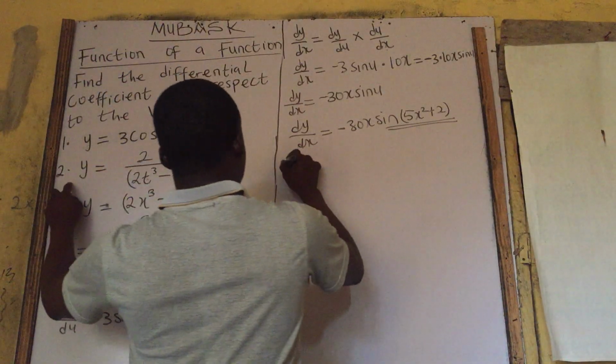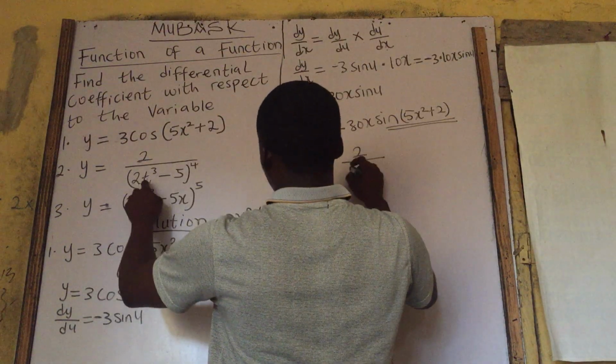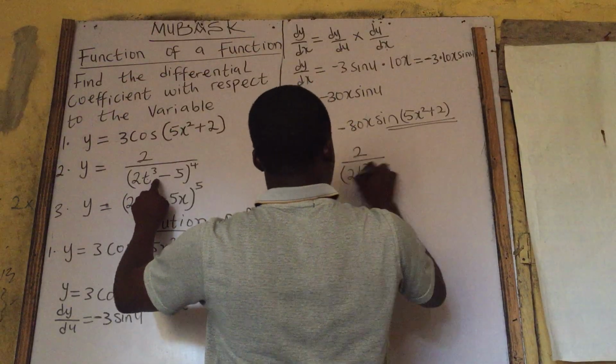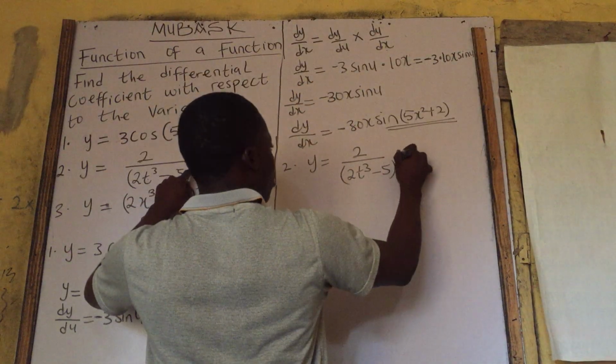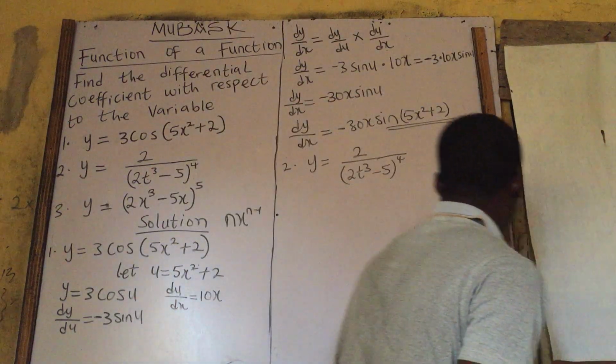Question 2. y equals 2 divided by (2t³ minus 5), all in bracket raised to power 4. This is the question.